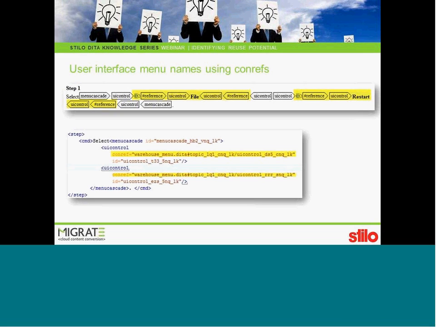If you want to have all of the options of File, Exit, File, Restart in your warehouse topic, you can do that. Down below, it's just a code view of the same sentence up above. So you can see that it's just a conref attribute and attribute value each time, and it's just wrapped in a menu cascade.